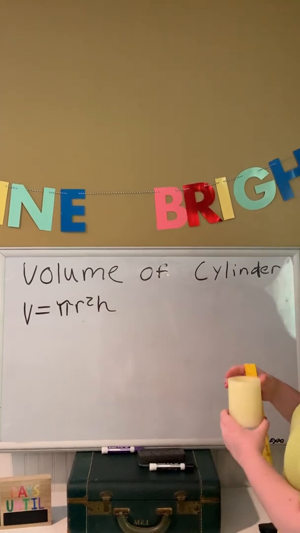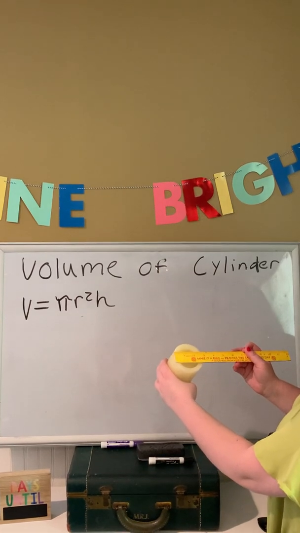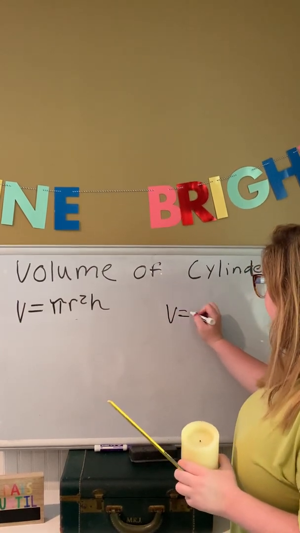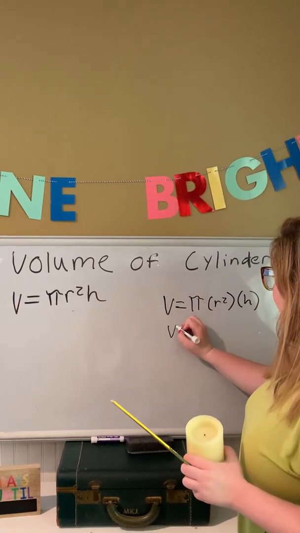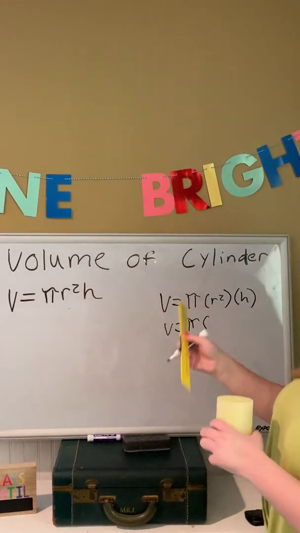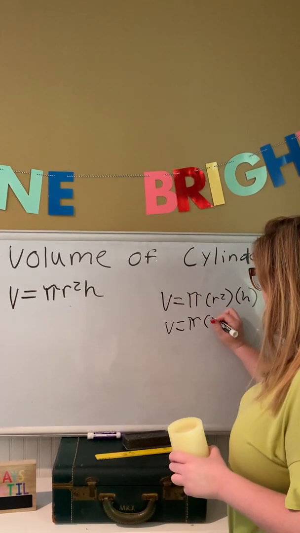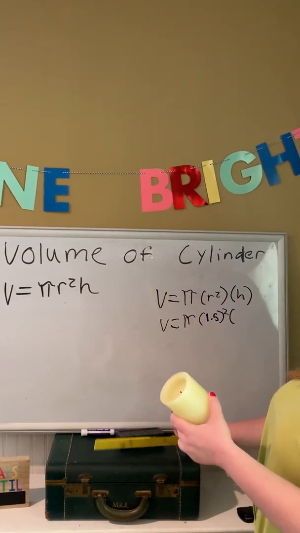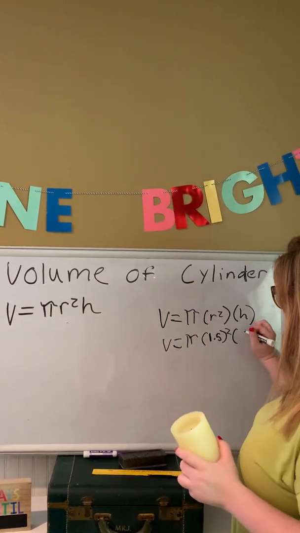So what I'm going to need to do is I need to get the radius of this. So I'm using this. It's about 3 inches across. So I'm going to write this first. pi r squared times h. So we have pi. r is going to be 3. It said it was 3 inches across. So what's half of 3? 1.5 inches, or 1.5 squared. And then the height of this is going to be 4 inches.